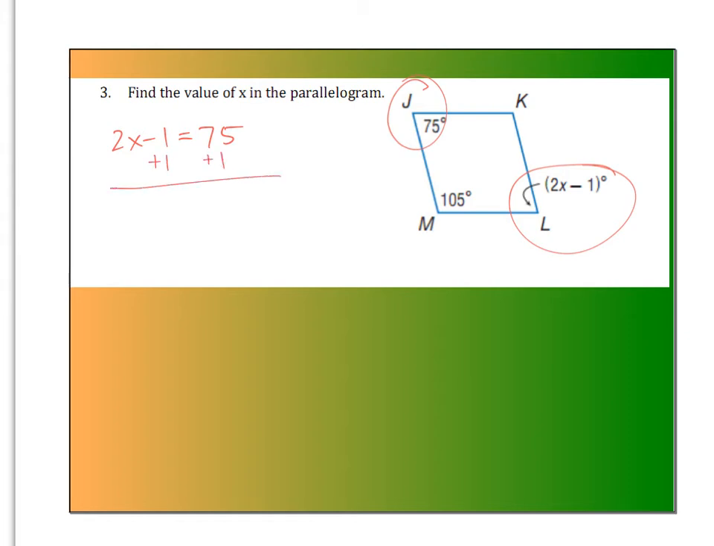So I added 1 to each side. So 2x equals 76. Divide by 2. And x equals 38. So just remember, opposite corners are congruent.